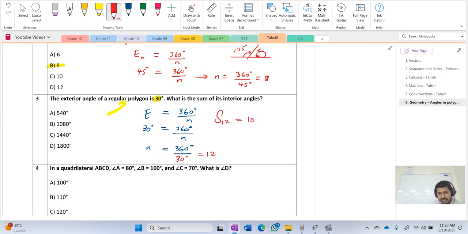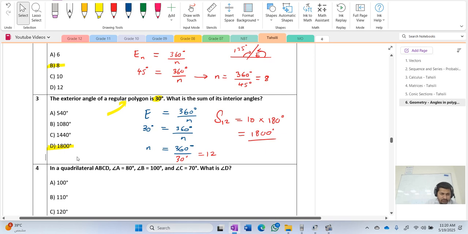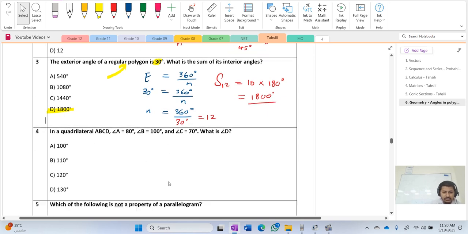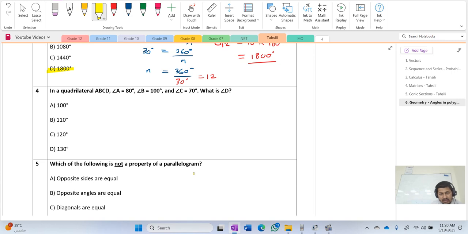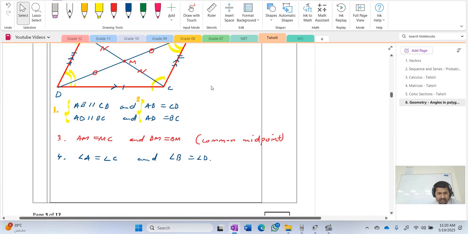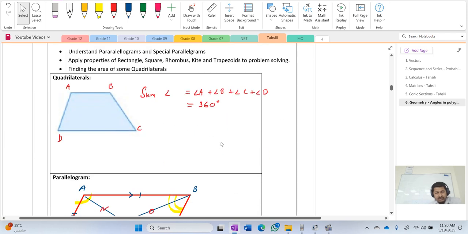In a quadrilateral ABCD, angle A is 80, angle B is 100, angle C is 70. What is angle D? So it's a general quadrilateral with 3 angles given, right? I can just look at the quadrilateral that I've done before and copy that for you, so you can understand. We just have a 4-sided quadrilateral, a general quadrilateral, not a special quadrilateral like a rectangle.